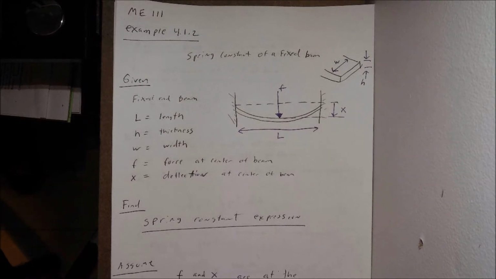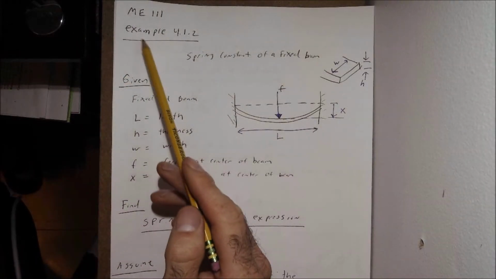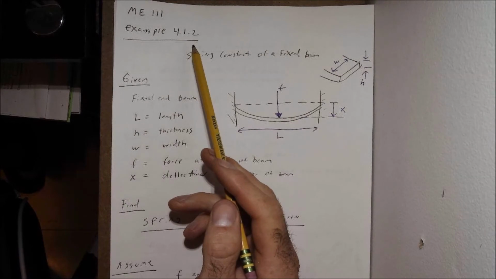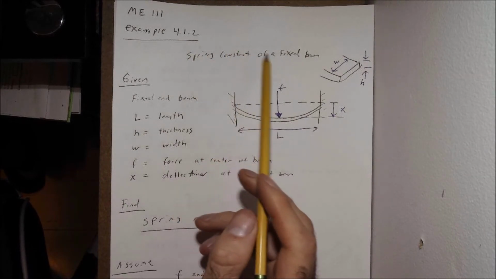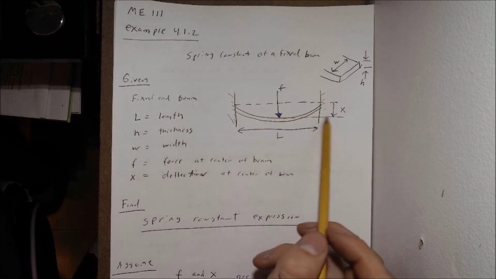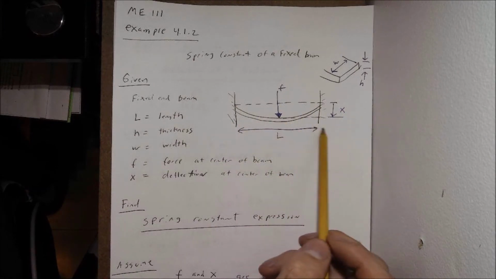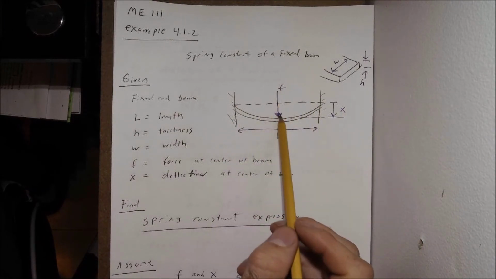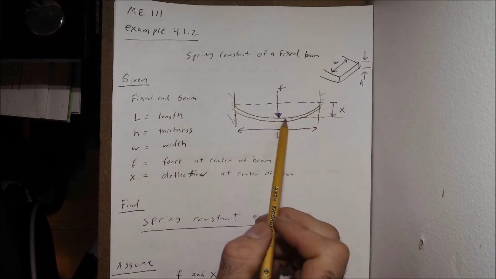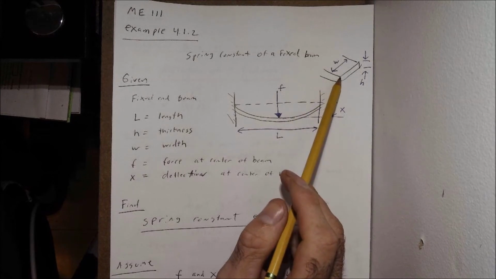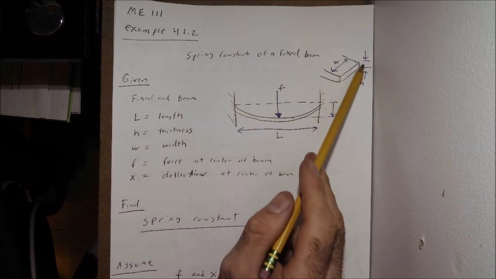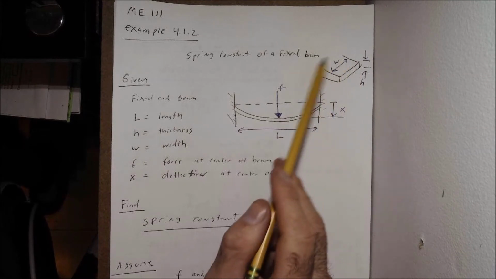I write my heading at the top of the paper: ME111, example problem 4.1.2, spring constant of a fixed beam. Down here we should have a given diagram. Here's our fixed beam, total length L, with force F applied at the center. Here's my displacement X at the center of the beam. Then we look at a cross section of the beam over here in 3D. We have our width W and our thickness given as H. So we have this all in terms of variables.